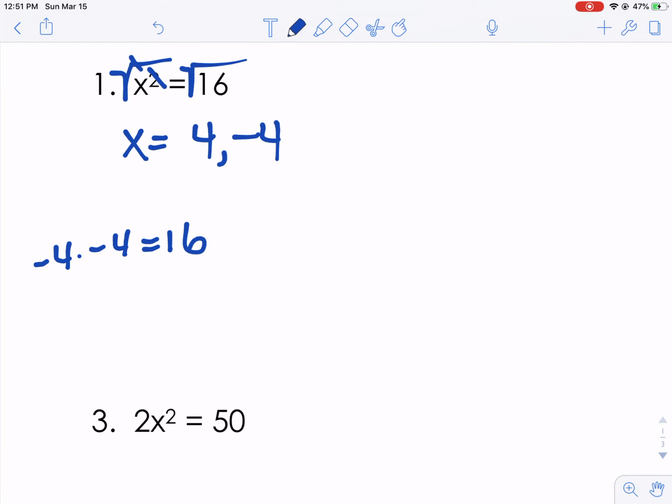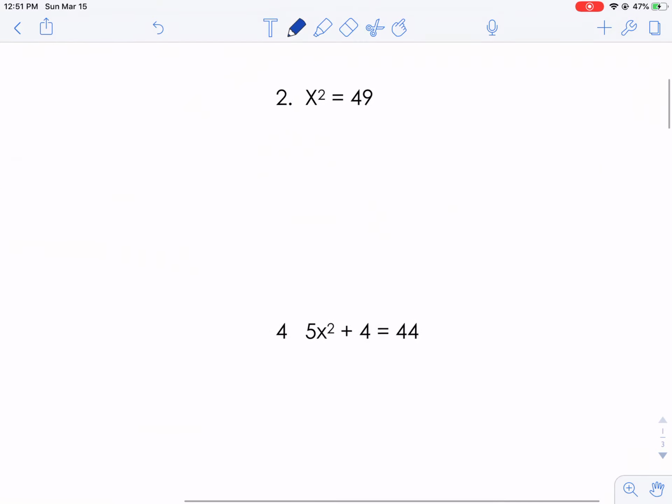Now you can list your answers that way, separately, or New York State allows you to do this symbol, which you are about to see in another lesson or two, positive or negative 4. Those two say the same thing with just less writing. But you do need to know this notation. You will see it again in the very near future. So our two answers are 4 and negative 4.